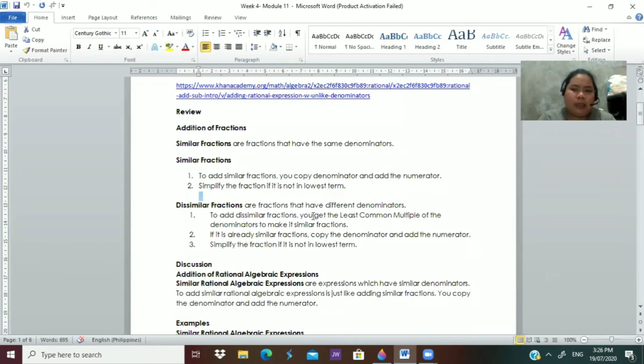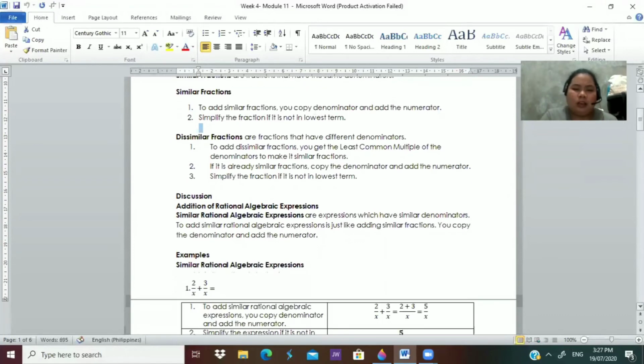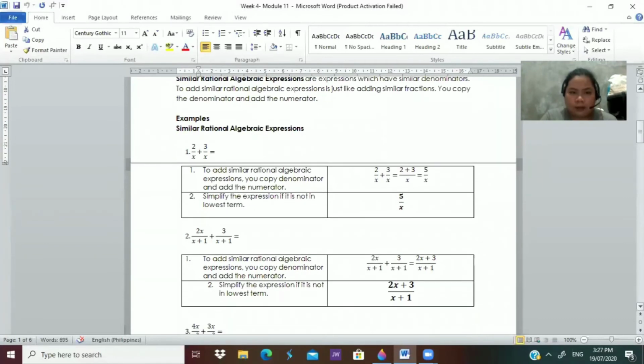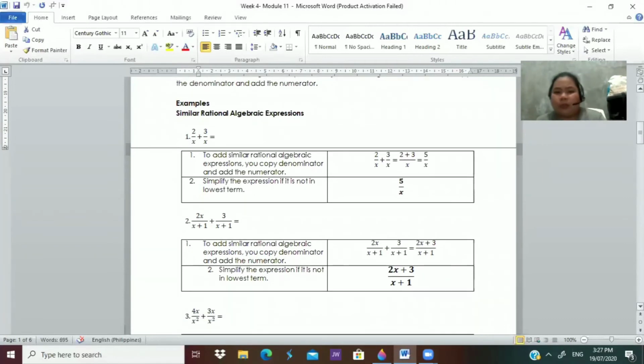Pag sinabi nating similar fractions, these are the fractions that have the same denominators. Parehas ng ilalim. If we are going to add similar fractions, you just copy the denominator and add the numerators. Simplify the fraction if it is not in the lowest term. Okay. So check muna tayo ng examples ng rational algebraic expressions. The concept sa pag-a-add ng fractions ay the same as sa pag-a-add ng rational algebraic expressions.